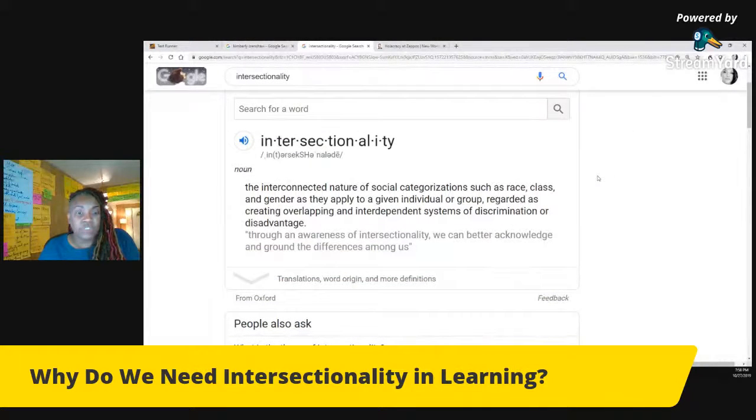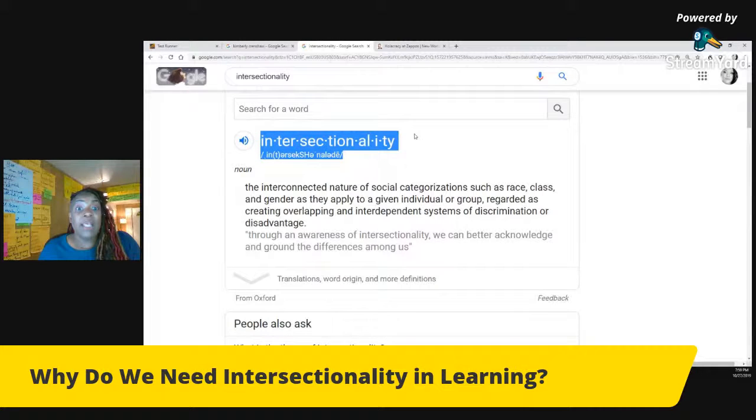Intersectionality is the interconnected nature of social categorizations such as race, class, and gender as they apply to a given individual or group, regarded as creating overlapping and interdependent systems of discrimination or disadvantage. So when you are giving a training on being a good supervisor, whether you acknowledge it or not, you don't have to acknowledge it, this is a reality sitting in front of you.